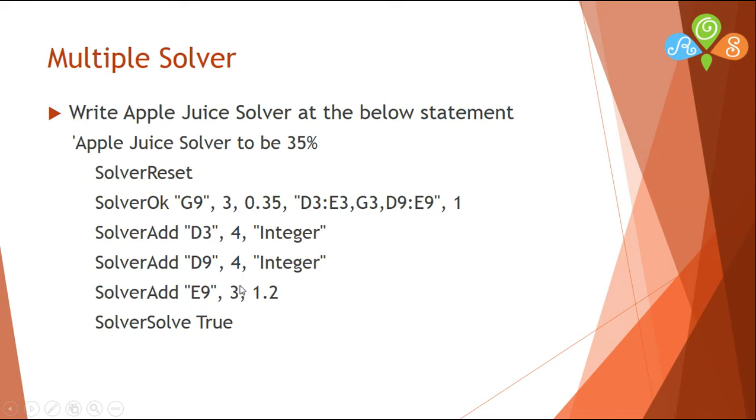The 3 here means that it's greater than and equal to 1.2. Okay, 1.2. So if it's done with the setup goal and the constraint, then the solver can be solved. Okay, so I do it.